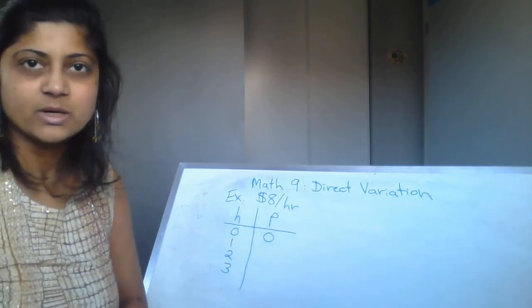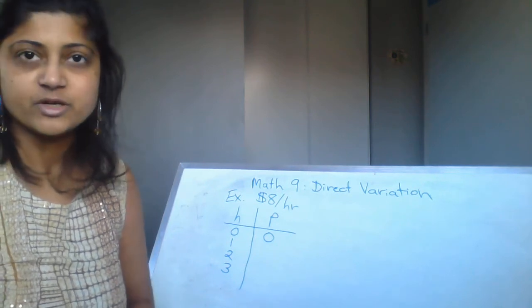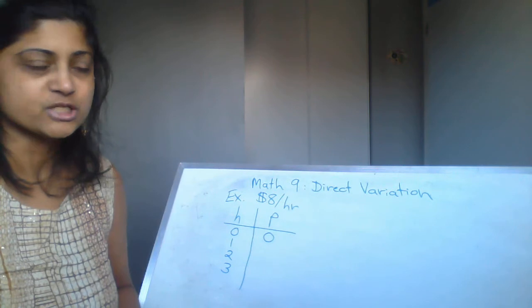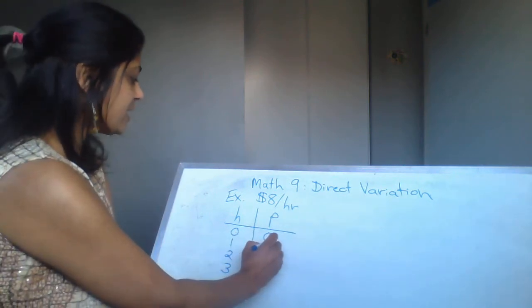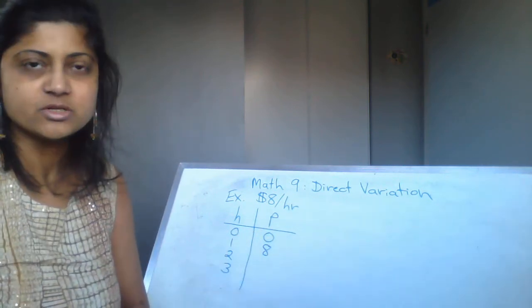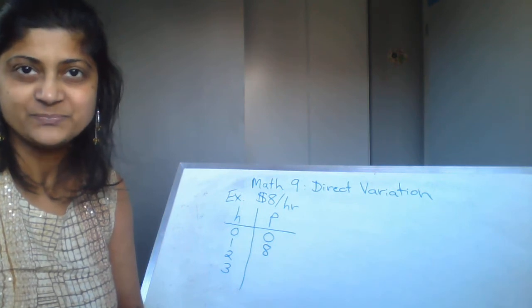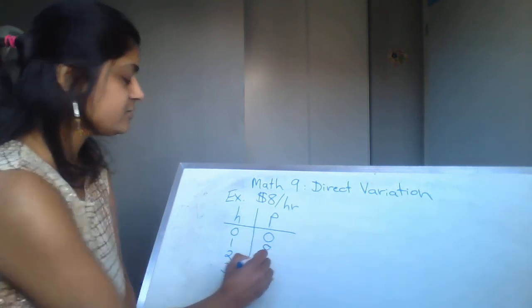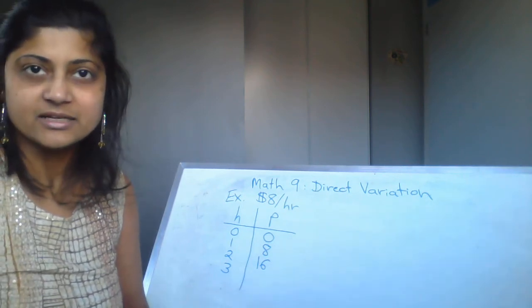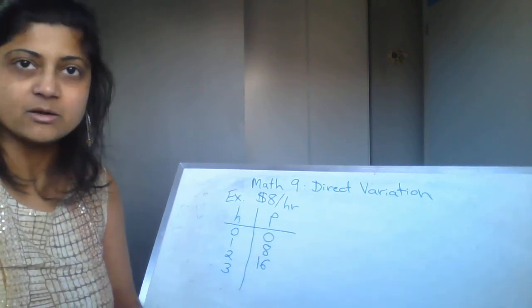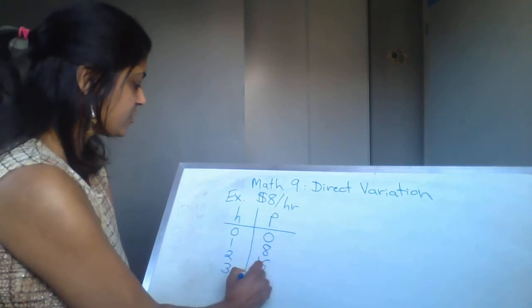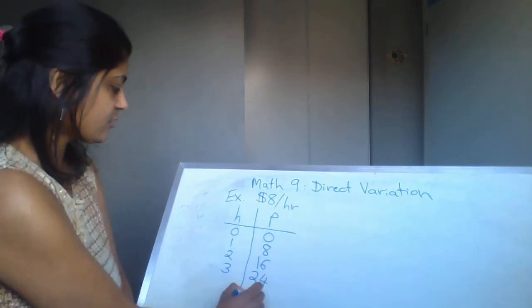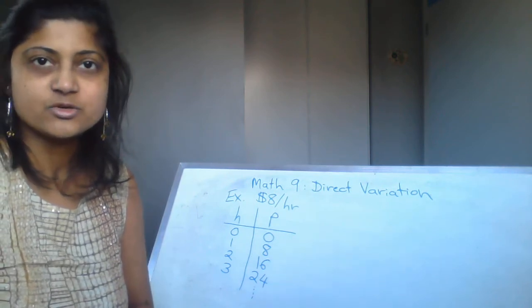So I notice right away that this is a direct variation because I'm starting at the value of 0, 0, or the origin. If she works for 1 hour, she's going to make $8. And then if she works for 2 hours, she's making $16. And just like that, if she's working for 3 hours, she's going to make $24. And you can see so on and so forth. This is a direct variation.